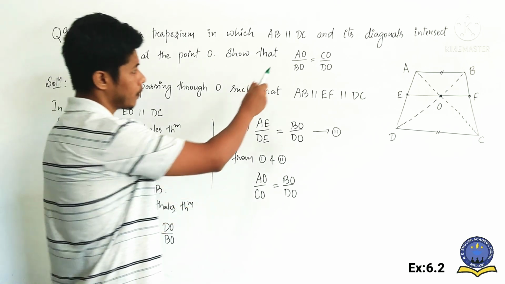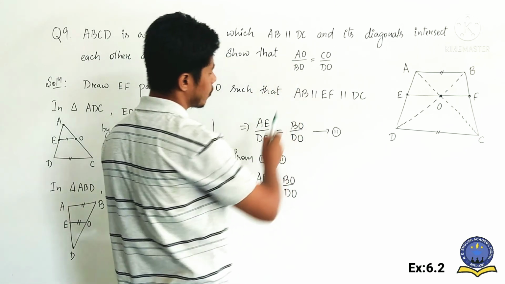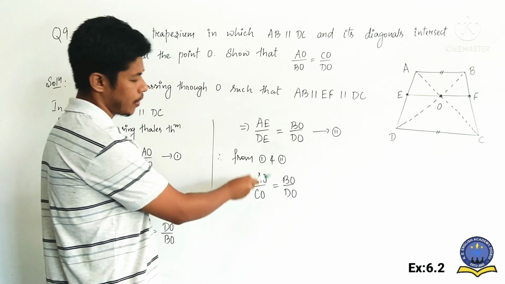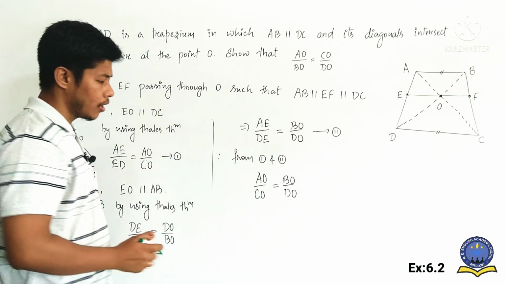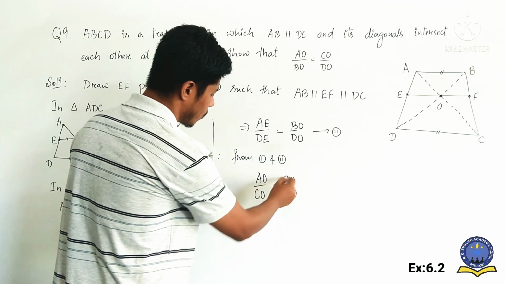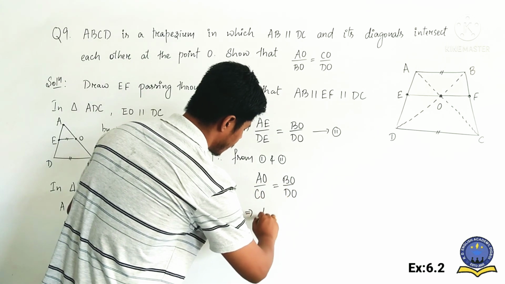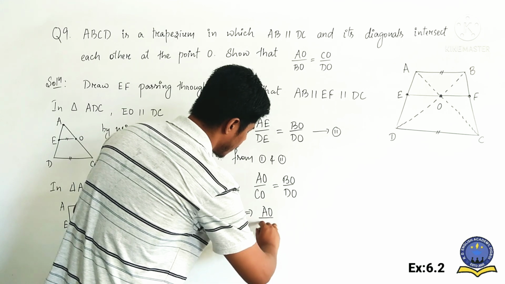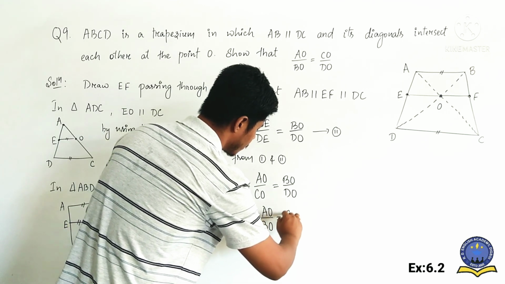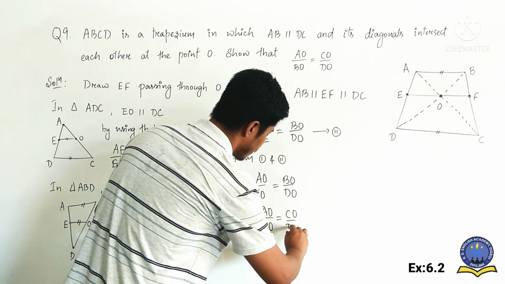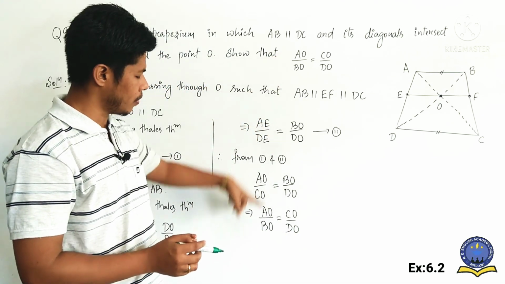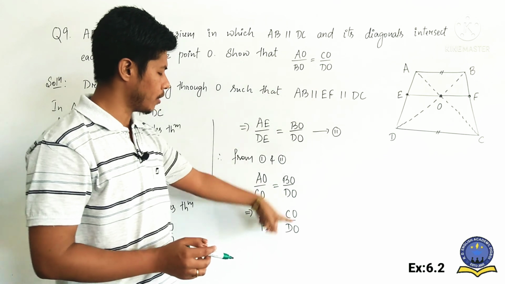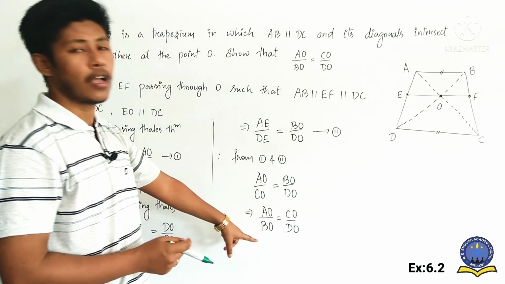In this proof we need AO by BO equal to CO by DO, but here we get AO by CO equal to BO by DO after comparing 1 and 2. If you cross multiply CO and BO, we get AO by BO equals CO by DO. Now let's check out the proof. You see AO by BO and CO by DO. So our proof is complete.